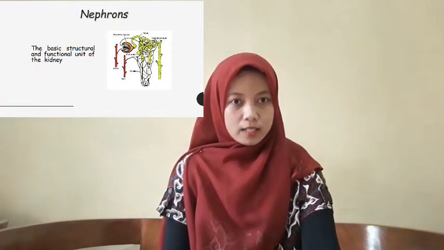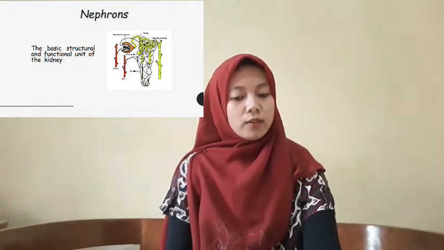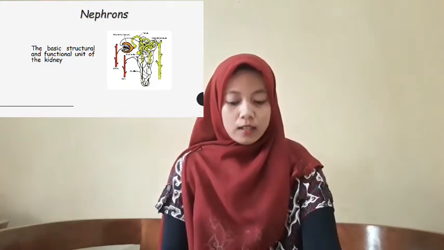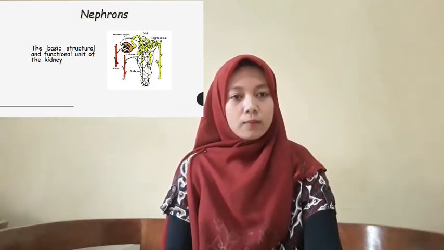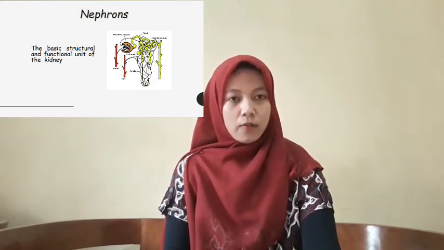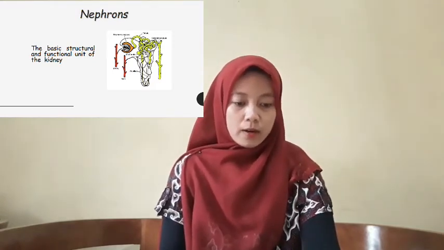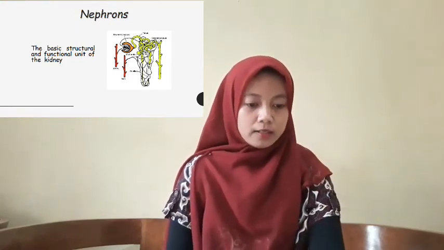Next, nephrons. The nephron is the basic structural and functional unit of the kidney. Each nephron is made of a cup-shaped portion called Bowman's capsule, a tubule, and a network of capillaries. There are artery, vein, and capillary.